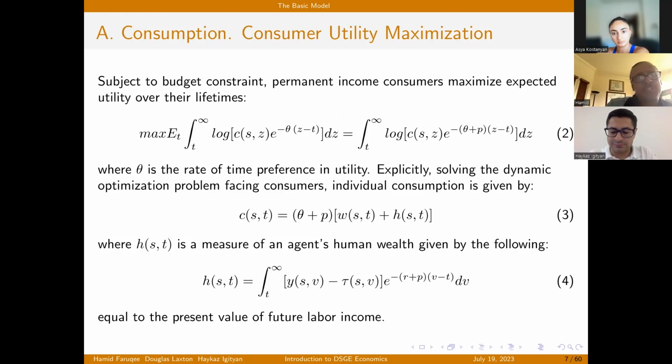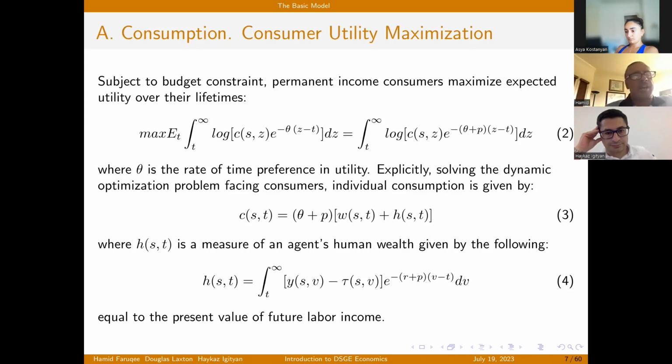So here's the consumer's problem. Similar to some of the optimization problems you've seen before. Here now it's the case of consumers, households maximizing expected utility over their lifetimes. In equation 2, we've added the assumption of log utility. Of course, you could relax that assumption, but we'll start with that to keep it simple.